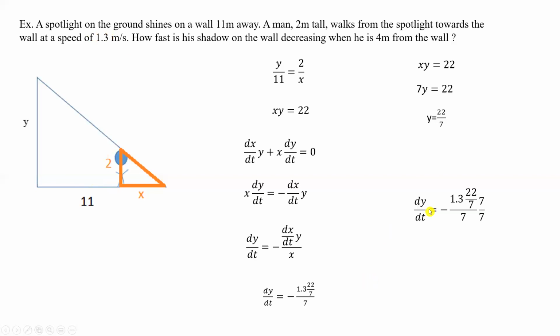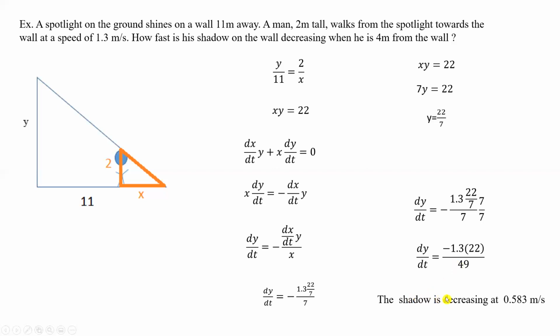Now let's clean that up. If we multiply top and bottom by 7, that'll get rid of that 7 in the denominator. We get negative 1.3 times 22 over 49. Now you don't leave decimals and fractions in this messy looking mix. If you just have integers, it's okay to leave it as a fraction. But when you have decimals, you might as well just move to a decimal.